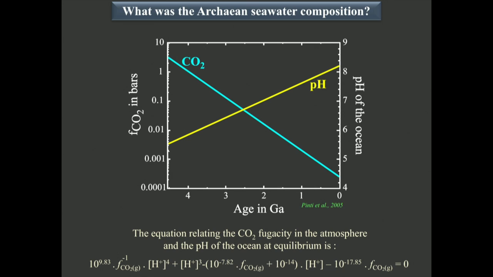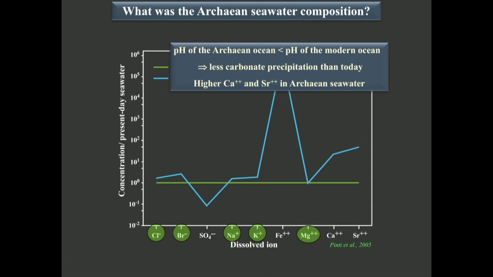That means that if now we look at this calcium and strontium content, as the pH was lower, of course, the calcium and the strontium precipitated less easily than today, so their content in Archean water was higher than today.